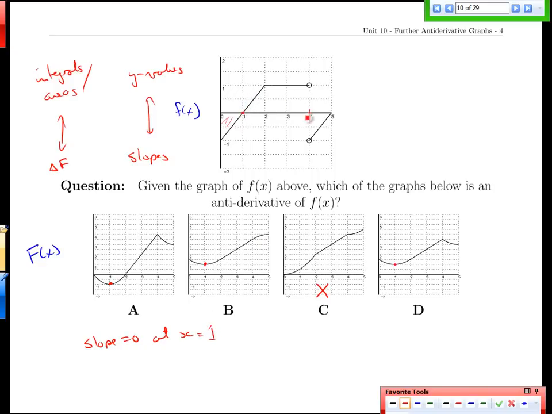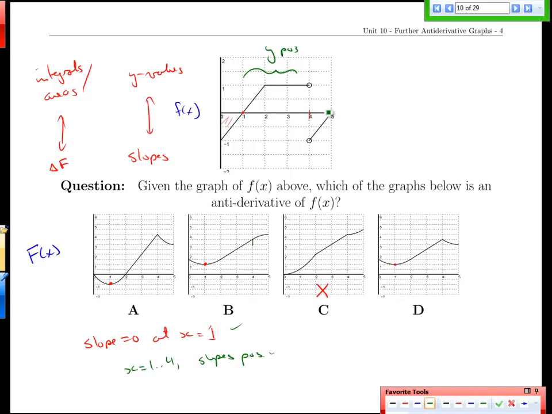Well, from 1 to 4, on this range here, the y values are all positive, and that means from x equals 1 to 4, the slopes have to be positive. Okay, we still have that. All right, finally this last part.